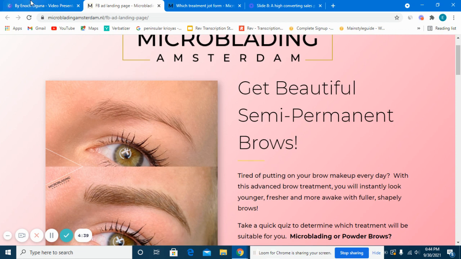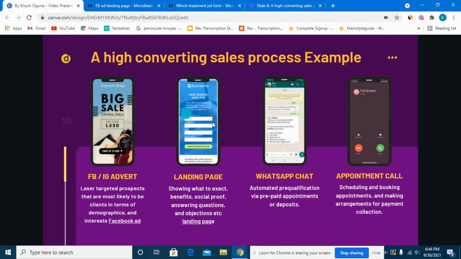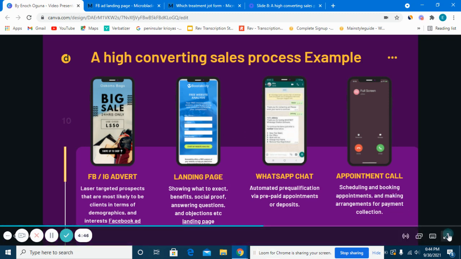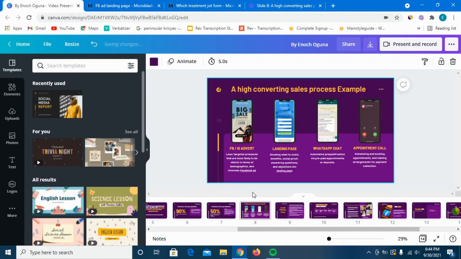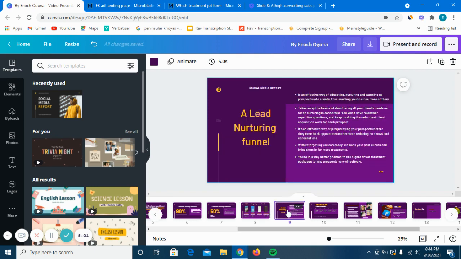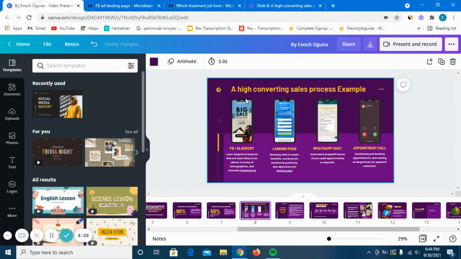Now I'm going to be going to the next slide over here, and I'll be sending you these as slides, and you're going to be seeing what I actually clicked on, and you're going to be able to click on what I clicked on. Now this sales process is what we call a lead nurturing funnel. It's just a fancy name that we call the sales process. Now, obviously, that's kind of a marketing thing.